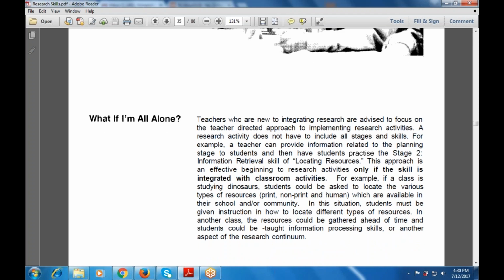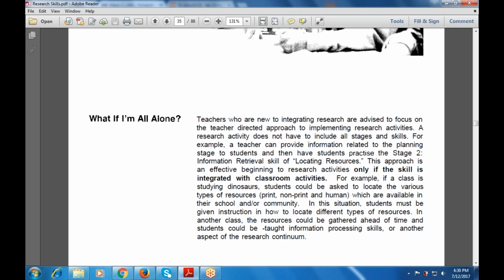Teachers who are not new to integrating research are advised to focus on the teacher-directed approach to implementing the research activities. Whatever research activity they are using, it does not have to include all the stages and skills. For example, a teacher can provide the information related to the planning stage to the students, and then the students exercise the stage 2 information retrieval skills of locating resources.